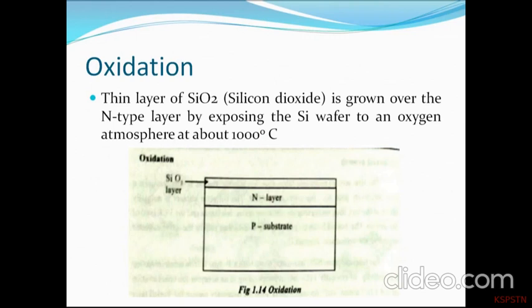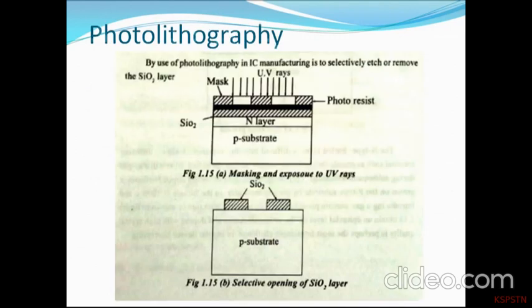So the next step is photolithography. The use of photolithography in IC manufacturing is to selectively etch or remove the SiO2 layer. The figure shows the masking and the exposure to UV rays, and the second figure shows the selective opening of the silicon dioxide layer.